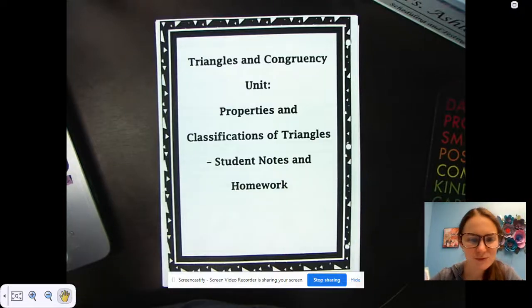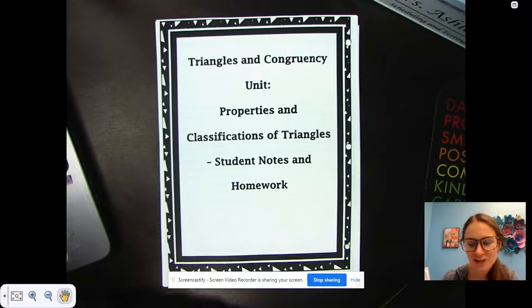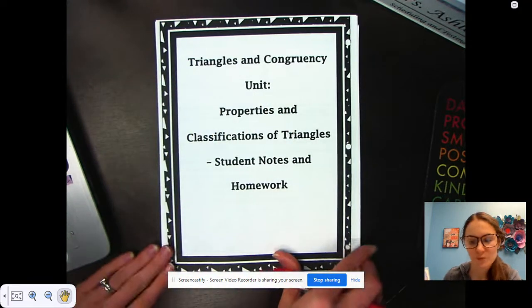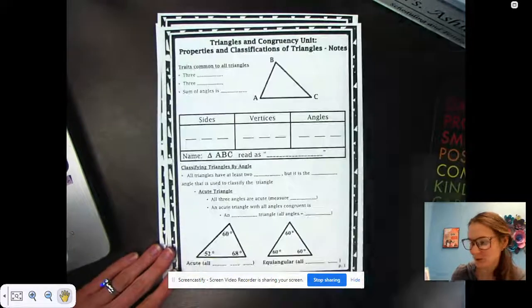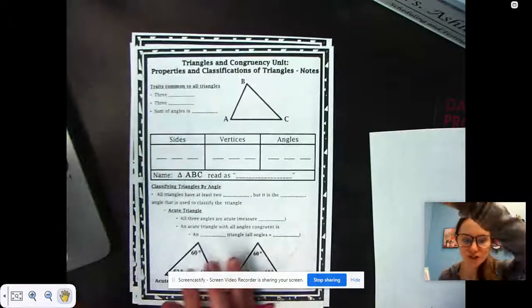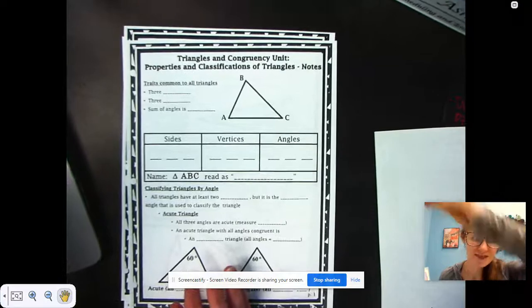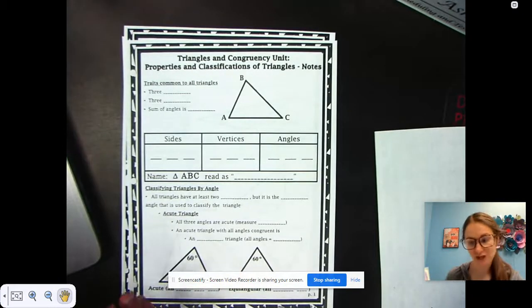All right, hi guys. We are getting ready to start the triangle congruency unit. You should have these notes with you at home so you can follow along with me as I am doing them here. Okay, so first, when we look at a triangle, we want to know that there are traits to every triangle. You learned some of them back when you were in probably kindergarten, but we're going to be going over them in more detail.